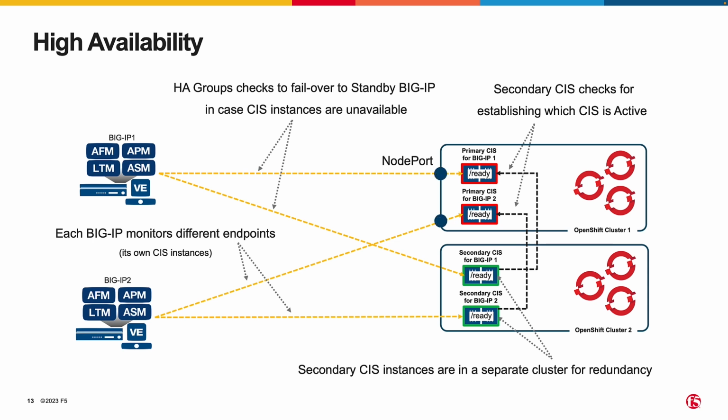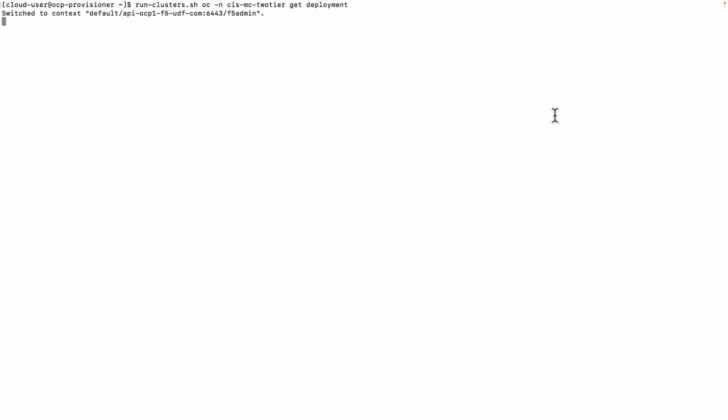To expose the ready endpoints, we make use of node port services, so we don't care in which node the CIS instances are running. These node ports are also used by the secondary instances, yet it is not shown in the diagram for clarity of the arrows. Let's see how this looks in OpenShift.